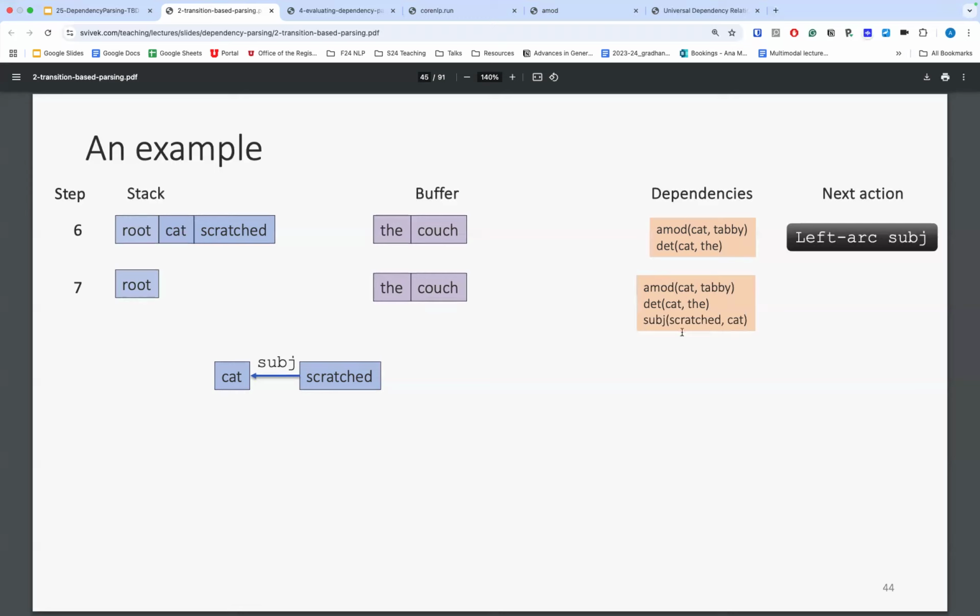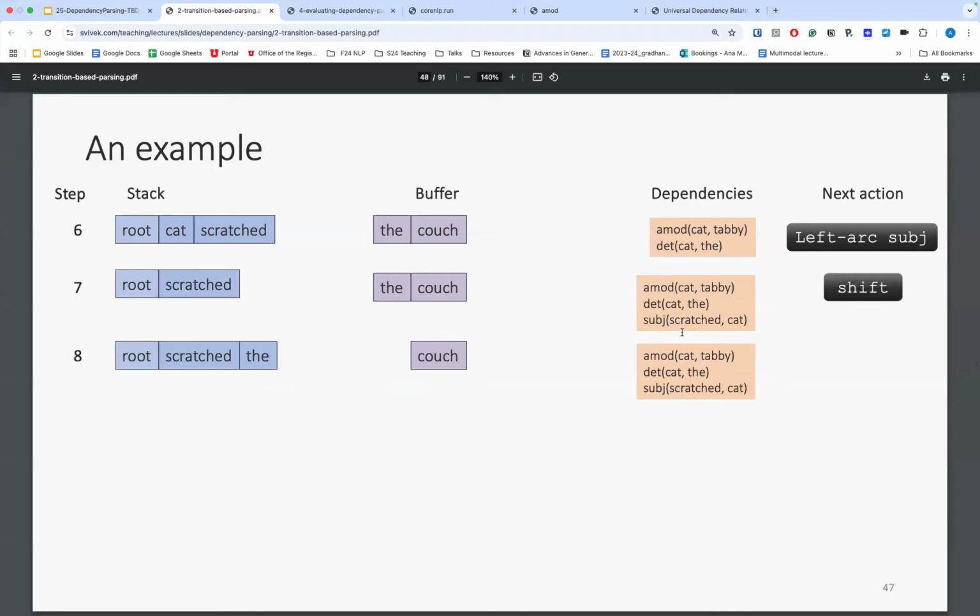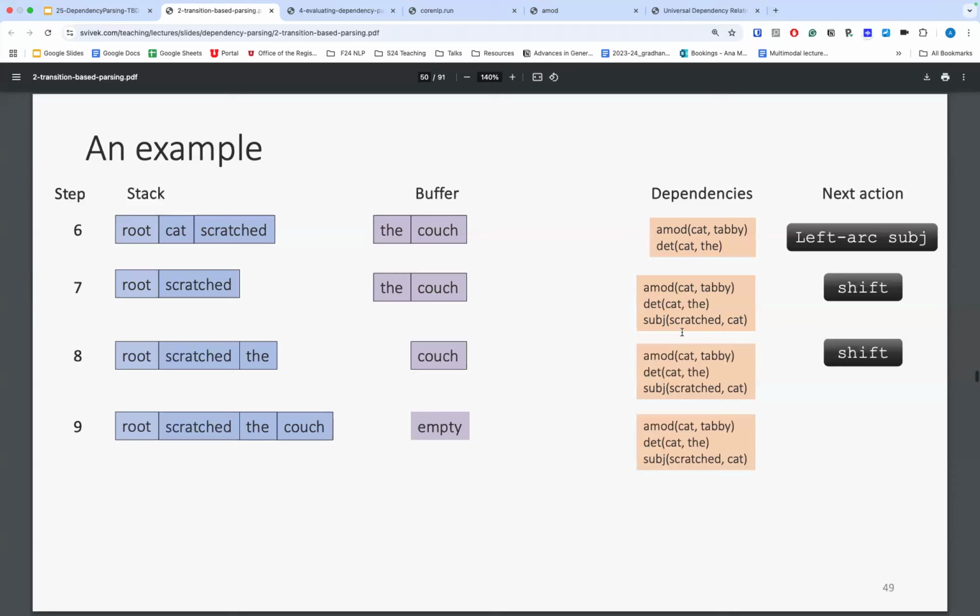And again, what goes at the top of our stack? Scratched. Yes, scratched goes at the top of our stack. Again, we need to do shift because we are missing the words. Now we have scratched and the. Again, I don't know whether this is intuitive, but this is grammatically not related. And now we have scratched, the, couch.